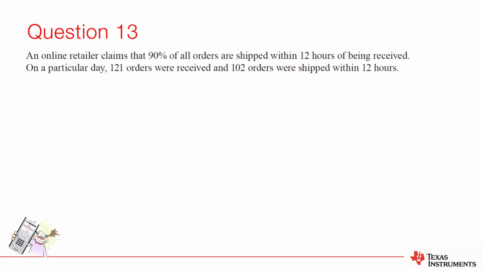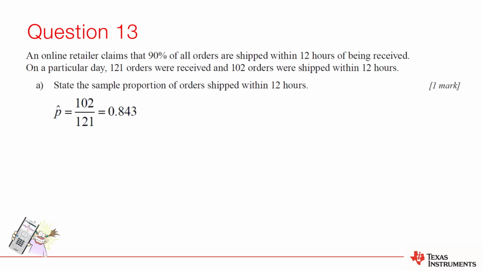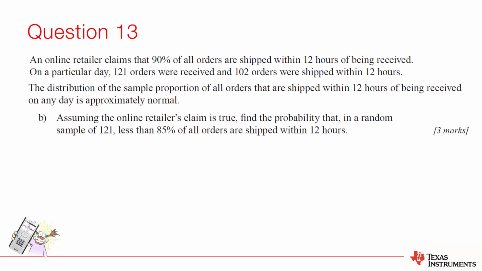All right, question 13. An online retailer claims that 90% of orders are shipped within 12 hours of being received. On a particular day, 121 orders were received, and 102 were shipped. So what's the sample proportion of orders shipped within 12 hours? Well, that's fairly easy. It's only 1 mark. P hat here is just 102 over 121, which is 0.843. The value P is 0.9. That's what they claim, 90%.